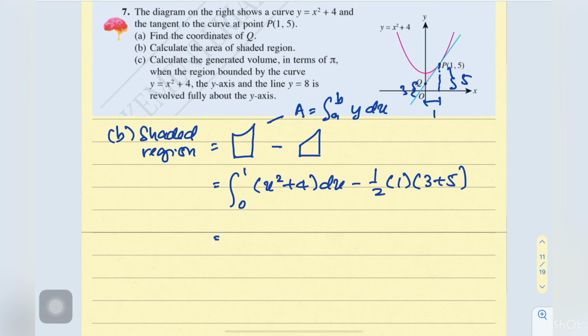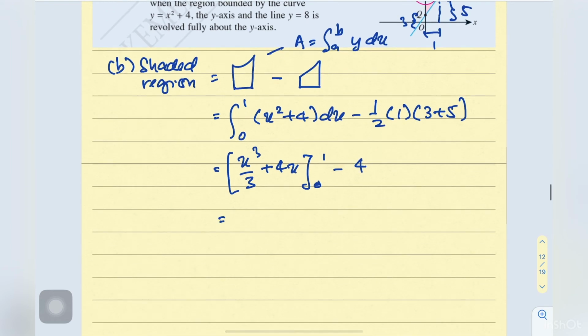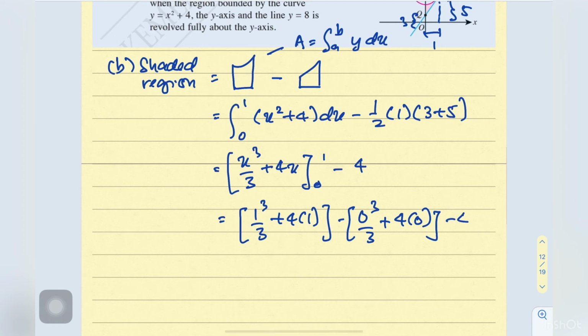This integrates to x cubed over 3 plus 4x, from 0 to 1, minus 8 over 2 which is 4. Then we substitute the upper limit: 1 cubed over 3 plus 4 times 1, minus 0 cubed over 3 plus 4 times 0, minus 4. So the final answer is 1 over 3 unit squared.